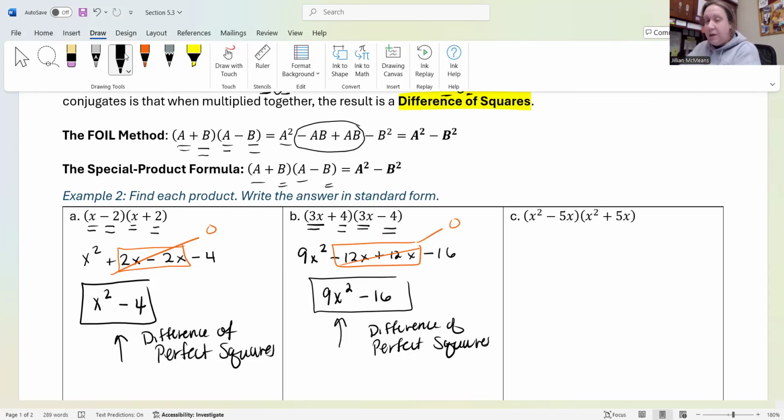So for this one, let's go ahead. Part C, let's use the special product formula, which is right here. So the special product formula is basically a shortcut. It tells us that in this special case where we're multiplying conjugates, we can just multiply the first terms, multiply the second terms, and then we're done, okay? So x squared times x squared, we apply the product rule. We keep the base, we add the exponents, and then we can look at negative 5x times positive 5x. Well, negative 5 times positive 5 is negative 25. And then x times x is x squared.